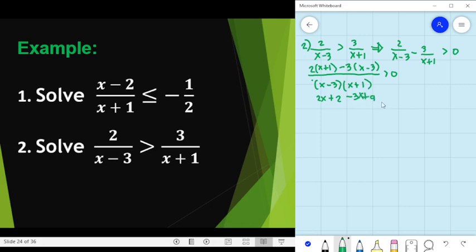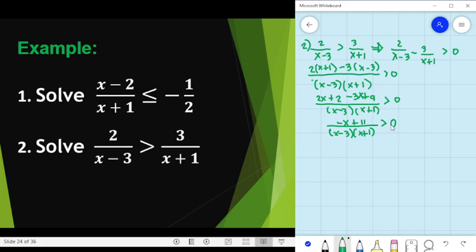Oh, 3x. All over quantity x minus 3 times quantity x plus 1 is greater than 0. Okay, simplifying further, 2x minus 3x is negative x. 2 plus 9 is positive 11 all over quantity x minus 3 times quantity x plus 1 is greater than 0.